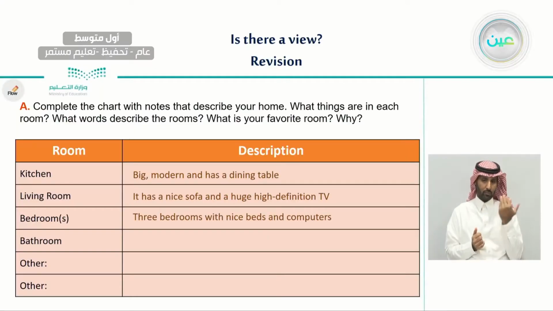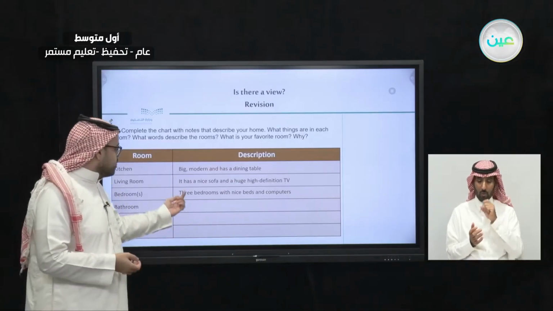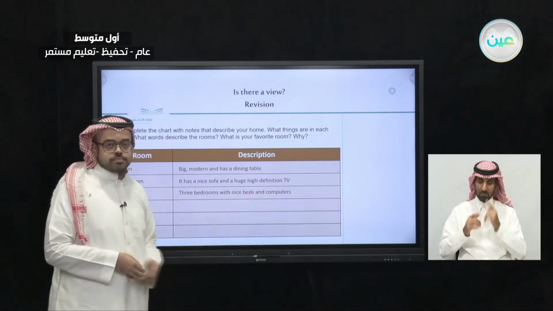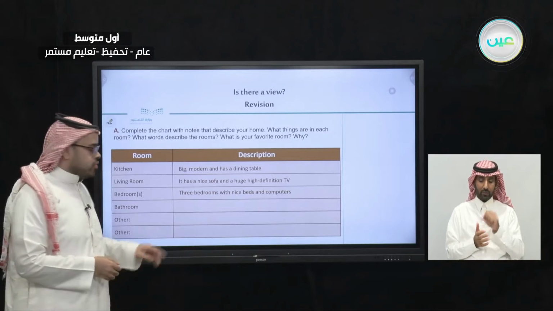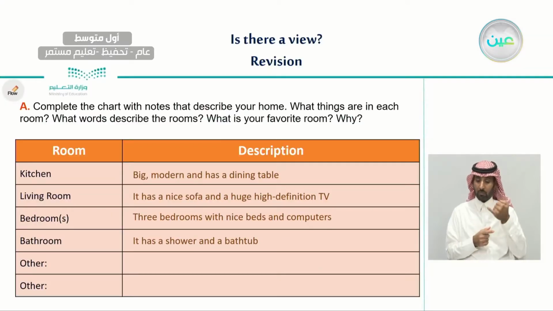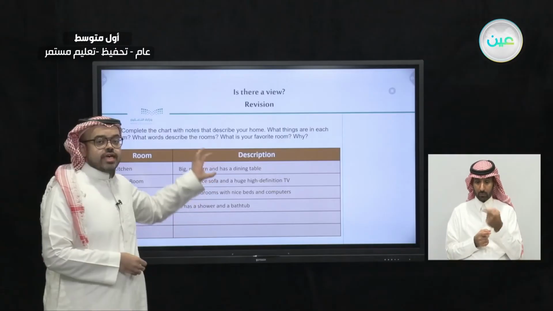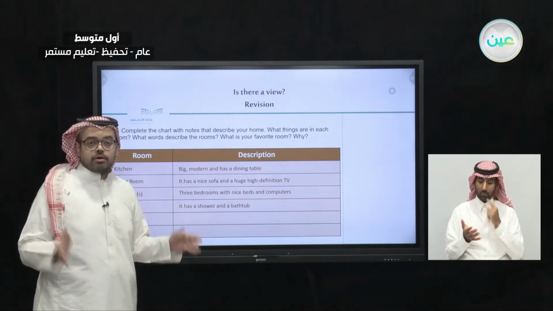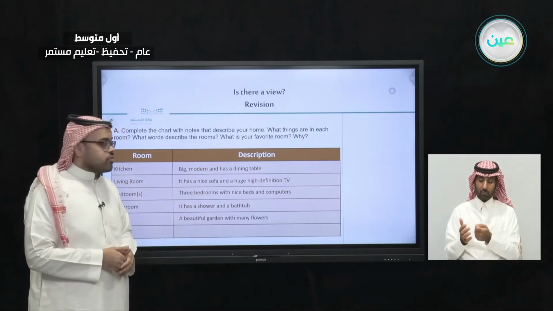And we also talked about bedrooms. For example, one of the descriptions we used for bedrooms in our house, we said that we have 3 bedrooms with nice beds and computers. And with the bathroom, we said that it has a shower and a bathtub. And I also asked you to take these notes and try to put them in a full paragraph, as we did at the end of the writing lesson.